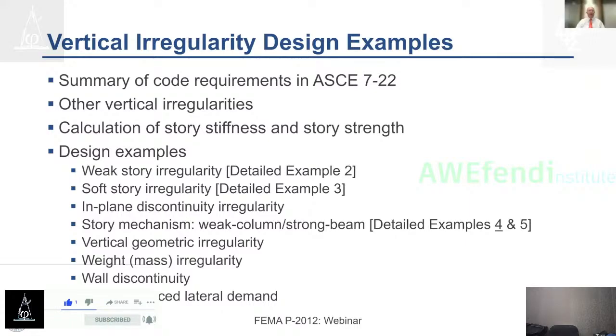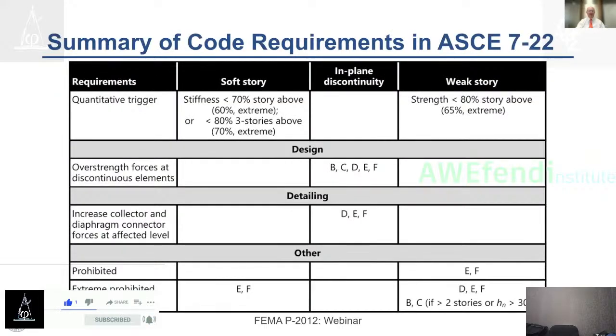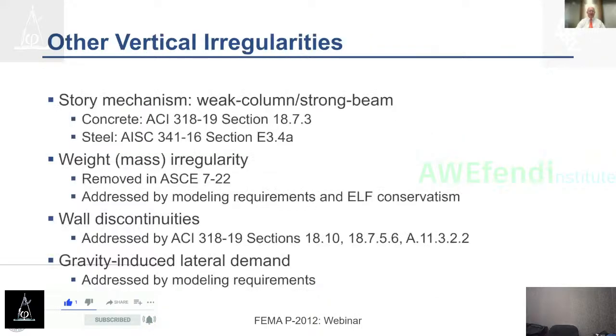Okay, thank you. So we're going to step into the vertical irregularity design examples, and we'll need to focus a little more quickly on some things. The big idea, again, is there are triggers in ASCE 7-22 with resulting requirements for design and detailing and other prohibitions, for instance. In addition to the ASCE 7-22 configuration items that are addressed, there are configuration irregularities that actually occur in other documents. The moment frame, weak column, strong beam requirements actually occur in the material standards, not in ASCE 7.